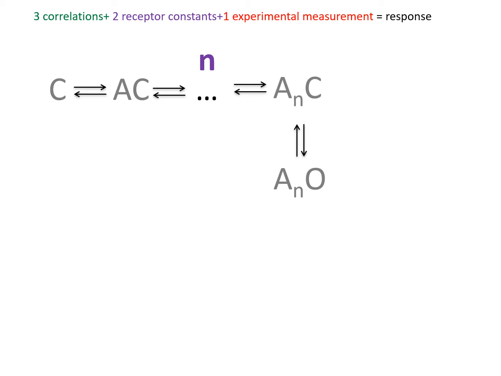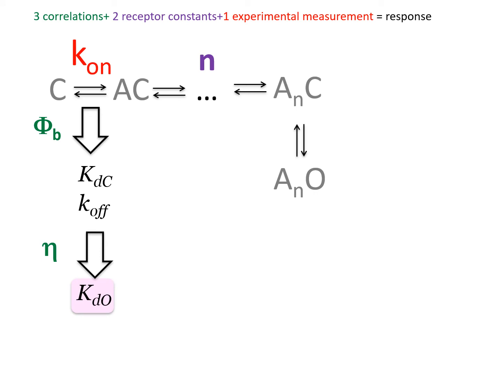So the three correlations I showed on the last slide, plus two receptor constants that are true for all agonists, plus one experimental measurement can give you the response. I'll break that down in this slide. So let's say in the experiment, we know N is the number of binding sites. So let's say that's a given. And we make one experimental measurement, which is K on. You can measure this any way you want, with a Biacore, with a patch clamp, any number of ways. You measure the on rate constant.